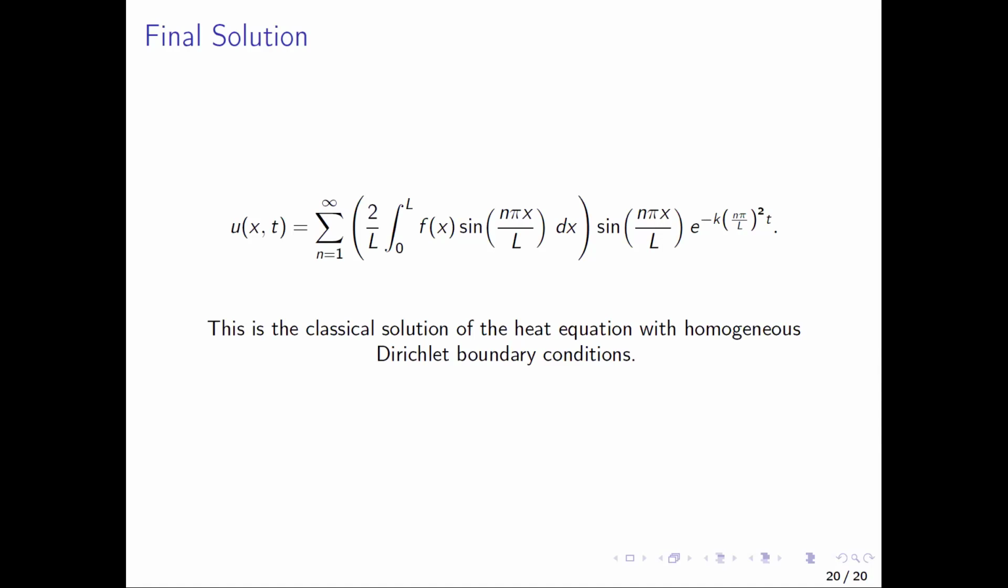In any PDE book, you can find a lot about these problems. So this was the missing part in our previous class. So that's all.